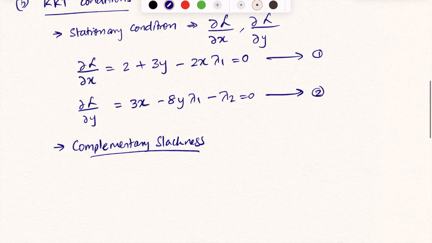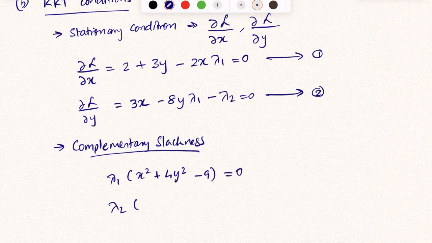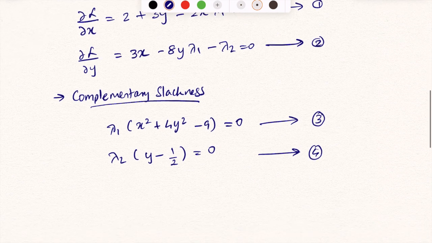So as I said, complementary slackness simply means taking lambda 1 times (x squared plus 4y squared minus 9) equal to 0, and lambda 2 times (y minus 1/2) is equal to 0. And again, these are conditions that our values for x, y, lambda 1 and lambda 2 need to satisfy.